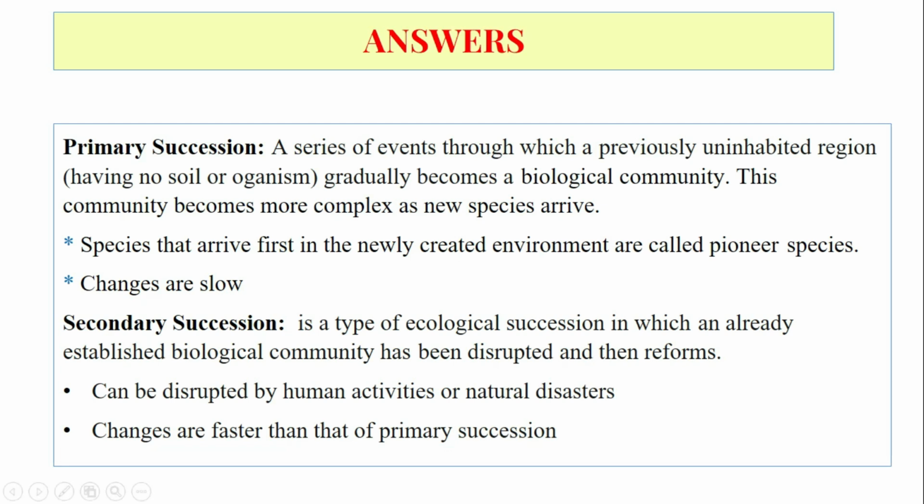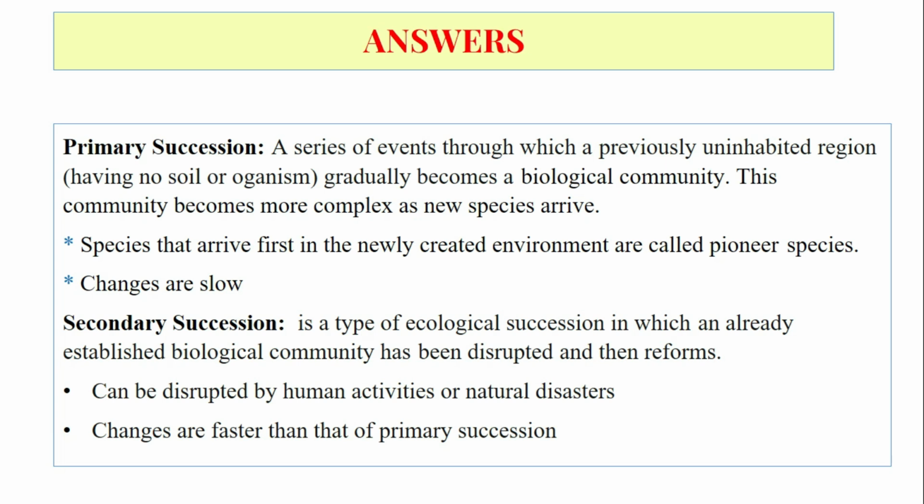Alright, so here, primary succession, a series of events through which a previously uninhabited region having no soil or organism gradually becomes a biological community. This community becomes more complex as new species arrive. So this is what happens, is that in an environment there are changes. You have to remember that there are changes. Some are slow and some are a little bit quicker.